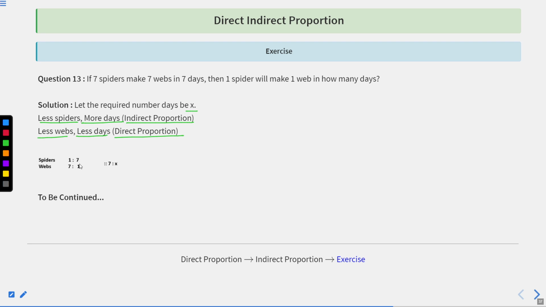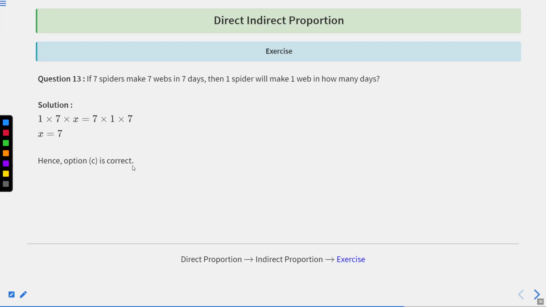So spiders are in ratio 1 is to 7 and webs are in ratio 7 is to 1 as 7 is to x. So it will be 1 into 7 into x equal to 7 into 1 into 7. So x will be equal to 7. So one spider will make one web in 7 days. So the option correct here is option C.